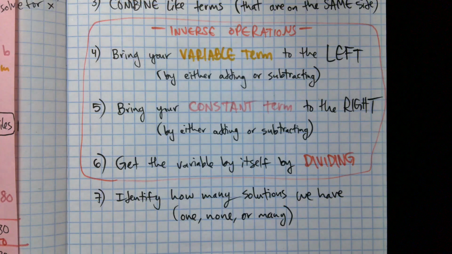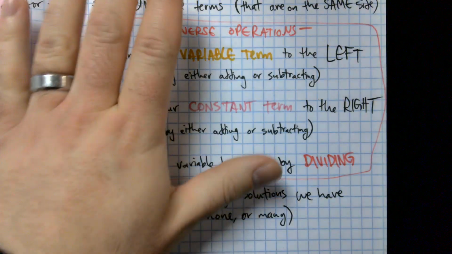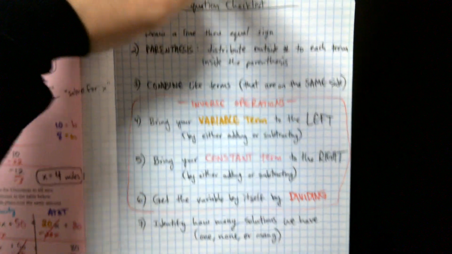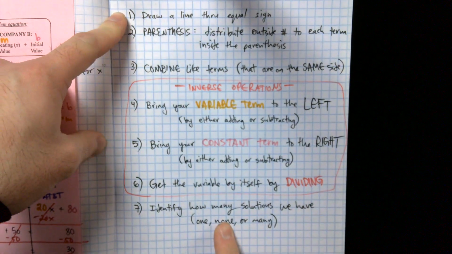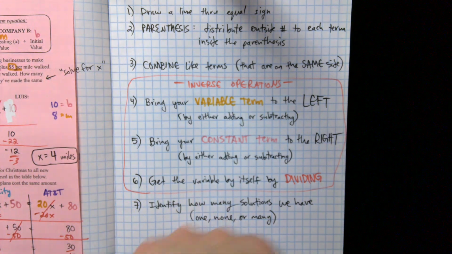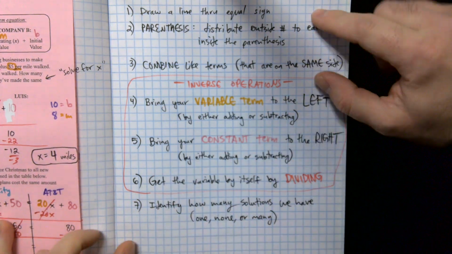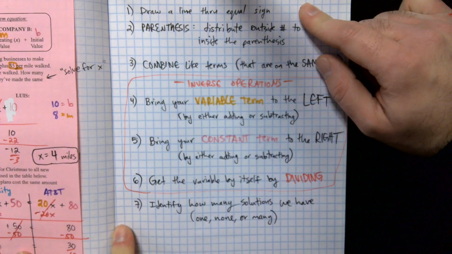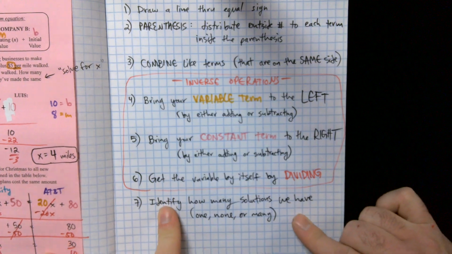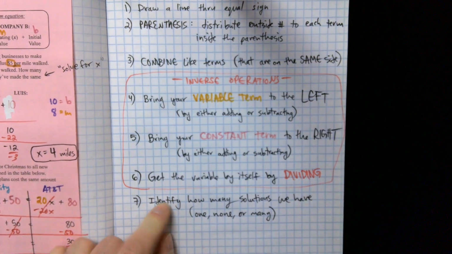Okay? The only steps that you will do every single time are step 1 and step 7. Every equation will be a combination of all the steps in between, but you will always strike through your equal sign to separate your equation into 2 parts, and you will always identify how many solutions you have. Okay?